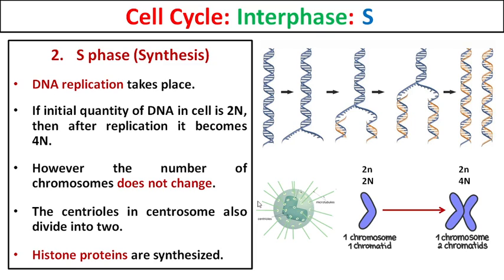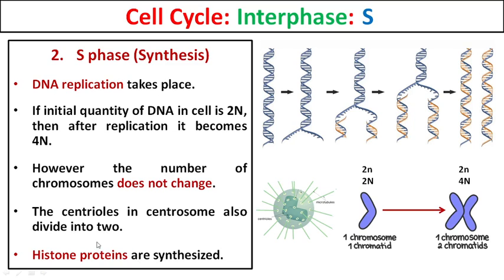Clear? So now in S phase, synthesis phase, what you have to remember, your chromosome has gotten one more chromatid. Okay, so it has gone from one chromatid to two. The centrosome has divided into two, and also there will be synthesis of histone proteins.